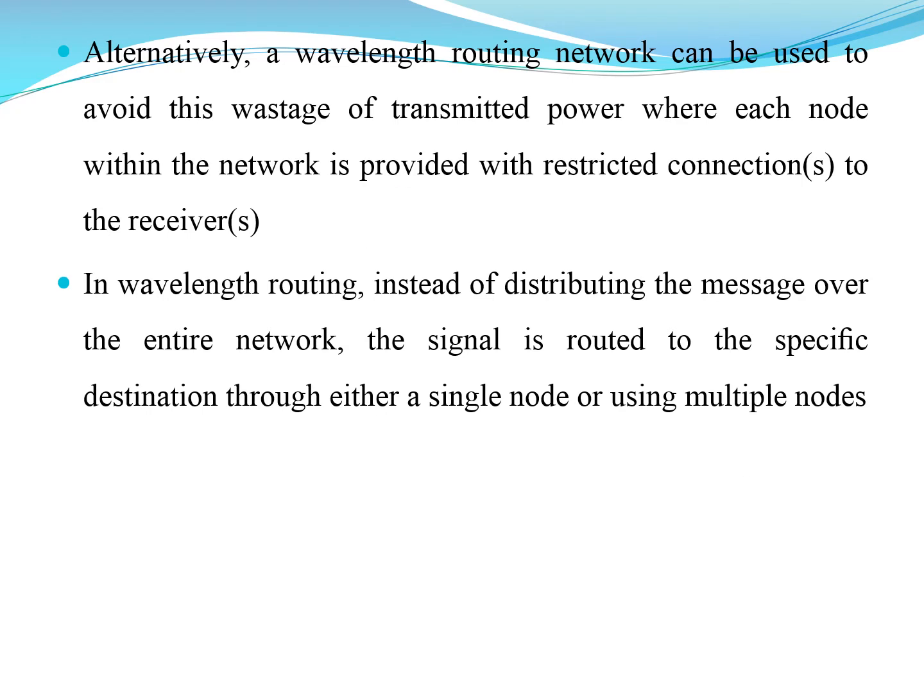Similarly, a wavelength routing network can be used to avoid this wastage of the transmitted power. So there are restricted connections to the receiver. And in the wavelength routing process, instead of distributing the message over the entire network, the signal is going to be routed to a specific destination. So that is done either through a single node or using multiple nodes.